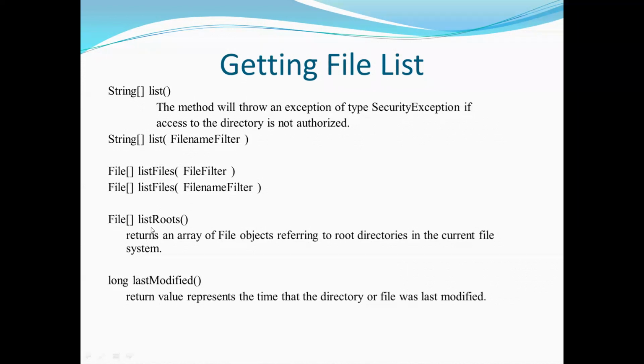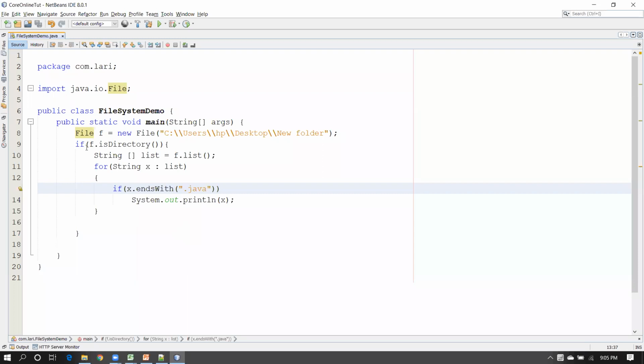If you execute this listRoots, then you will get different types of root directories on different file systems. What do I mean to say? If you run this listRoots on a Windows platform, then you will get C, D, E, F drives. These are the root directories. If you run it on Linux or on Mac OS, then you will get different root directory names. Got it? So I'm going to show you listRoots, how to use this one.